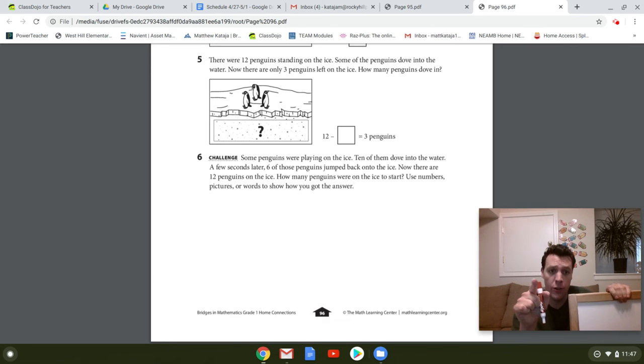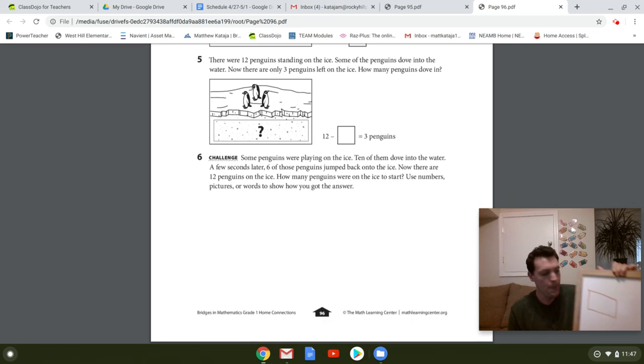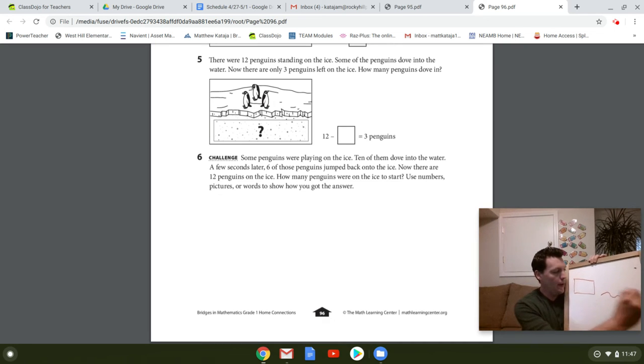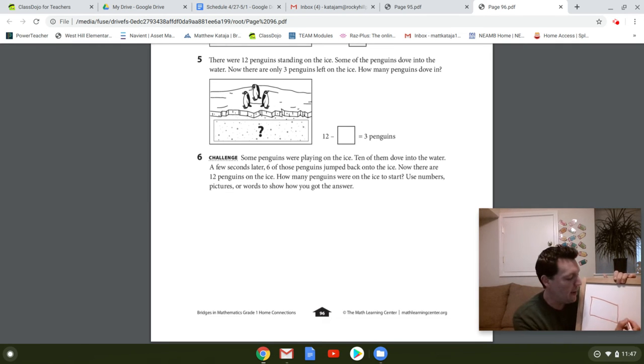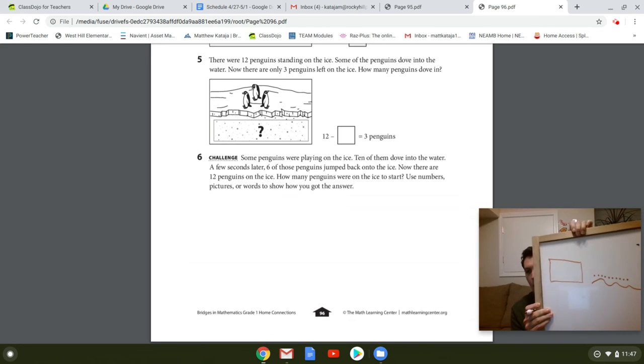I would like you to use a picture to solve this problem. So what you would do is you would draw the ice. So there's my big block of ice. And then there's my water. Okay? So how many penguins dove into the water? 10. So we have 1, 2, 3, 4, 5, 6, 7, 8, 9, 10. 10 penguins dove into my water. All right, you agreed? That was the first thing that happened.